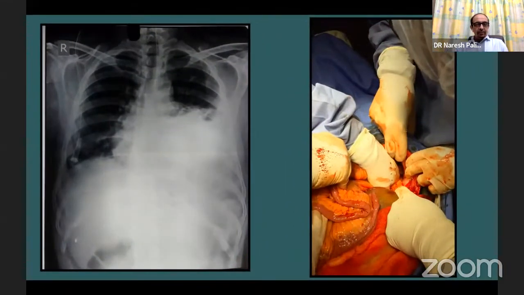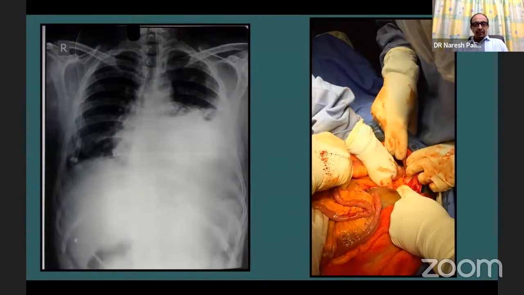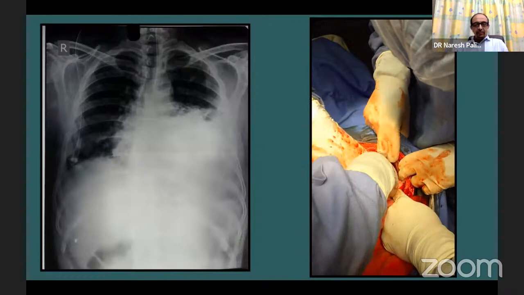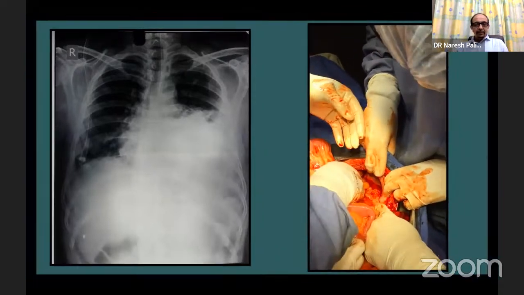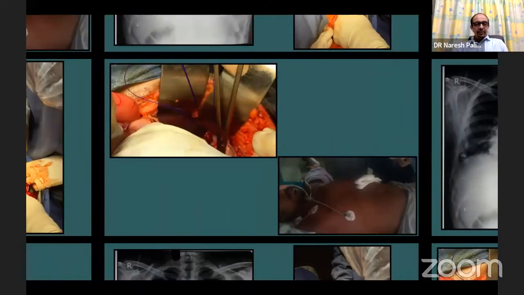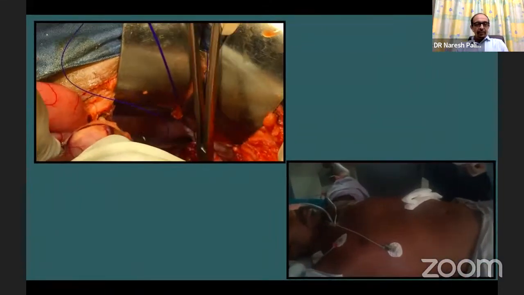This was a unique case which I did 4-5 years back. This was traumatic diaphragmatic hernia. You can see the whole of the left hemithorax is filled with intestines. This is diaphragmatic mesh repair being done, the same patient.